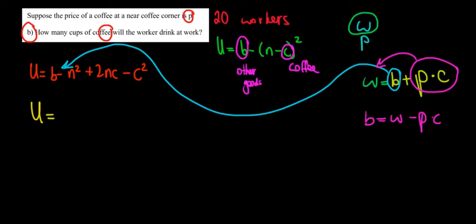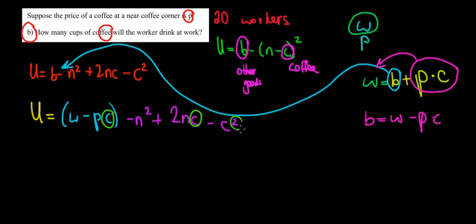We will have the new term, which is W minus P times C, and we keep going. We have minus N squared plus 2NC and minus C squared. What do we see now? We see the relationship between coffee and the utility. We have them in every term. So again, it's still a quadratic relationship with a negative coefficient, meaning that we're still going to find a point on the top of the graph by taking the derivative of the utility with respect to the coffee, and making it equal to 0. So let's do so term by term.